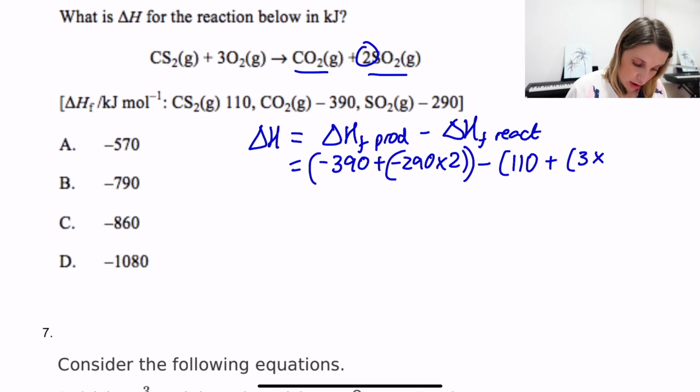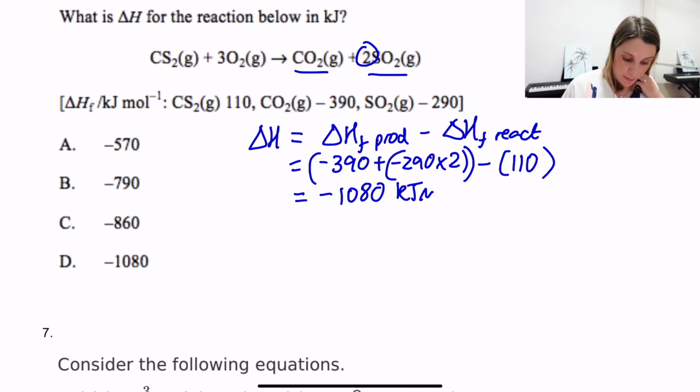Oh wait, the oxygen they didn't give me. So remember that the enthalpy change of formation for an element is always going to be 0 because it's already an element in its standard state. So this doesn't count, so I'm just going to leave it like this. And that is perfect. So overall, this gives you minus 1080 kilojoules per mole. And that means that your answer is D.